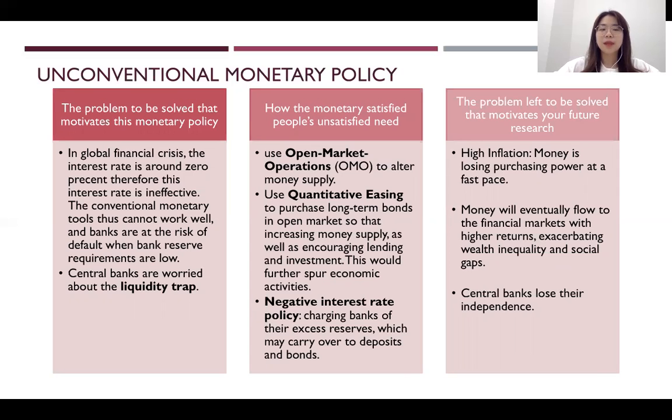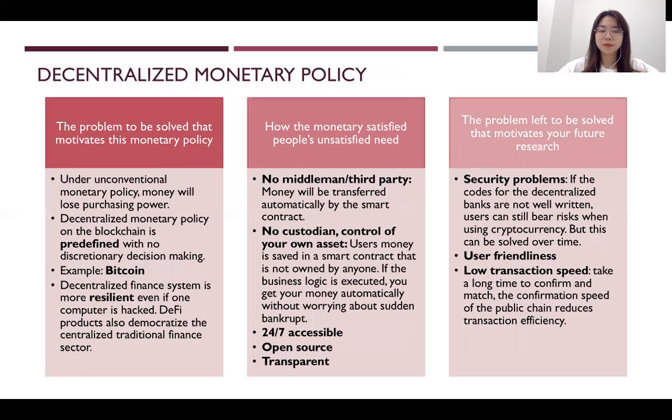Also, lastly, since the central bank gets more pressure from the government by printing more money for national bonds, the central bank would thus lose its independence. Therefore, we come to the last monetary policy, called decentralized monetary policy. The problem to be solved is that since the unconventional monetary policy needs the central bank to order money supply for specific needs, money will then lose purchasing power with more money printed by central banks.